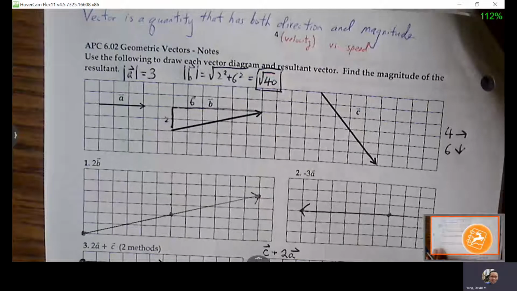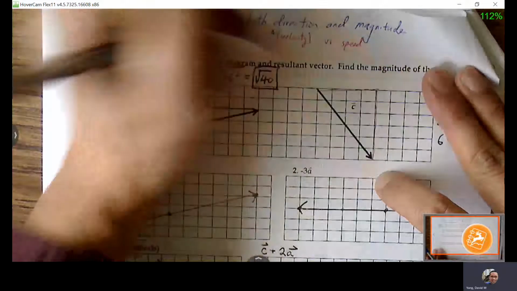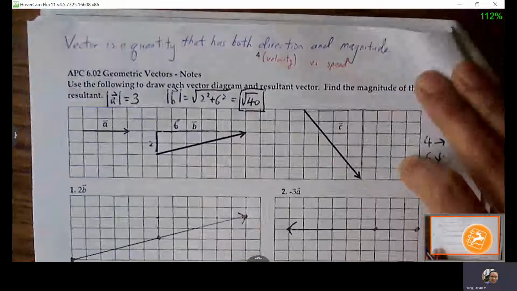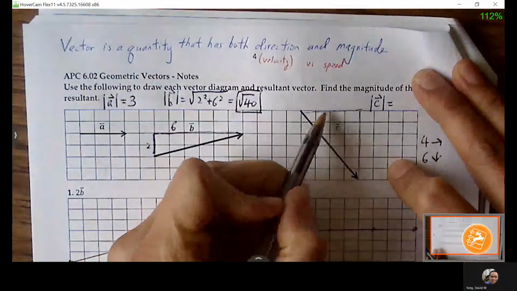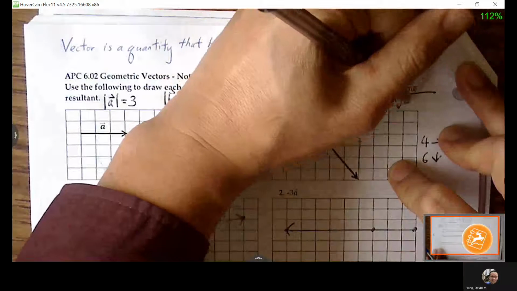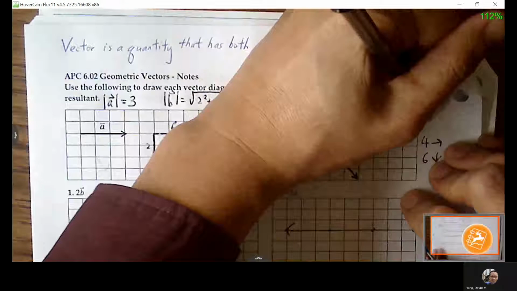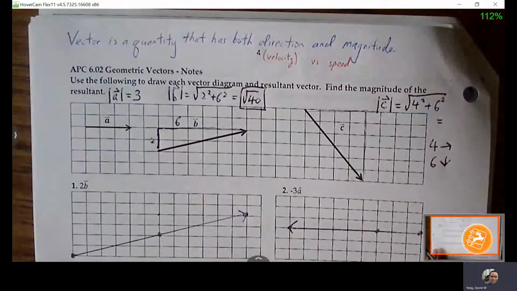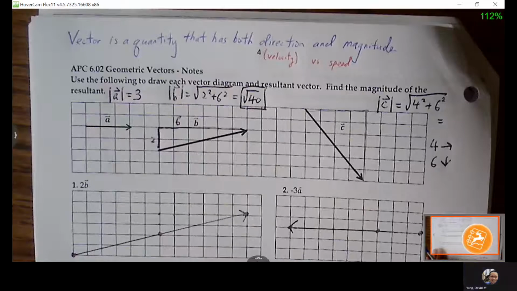Okay, vector C. It doesn't matter which way you go. You can just create a right triangle and just find the hypotenuse of that length. Square root of 52.